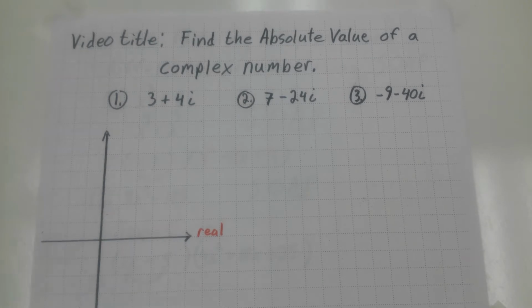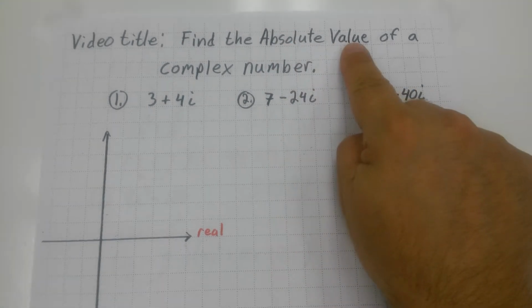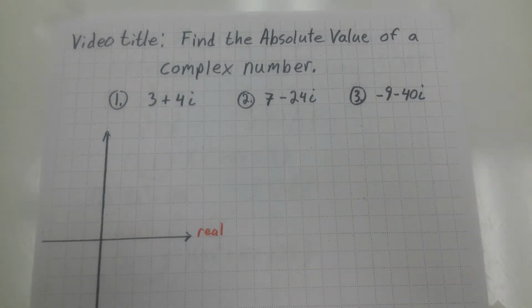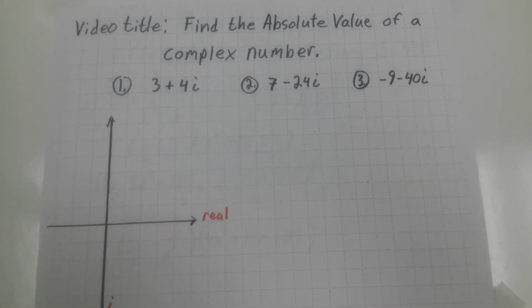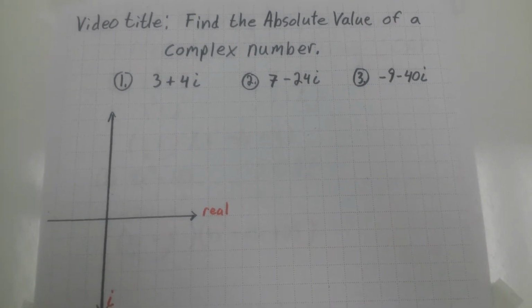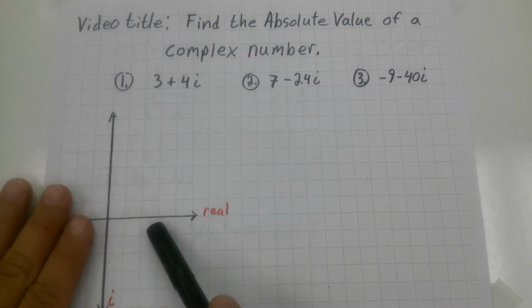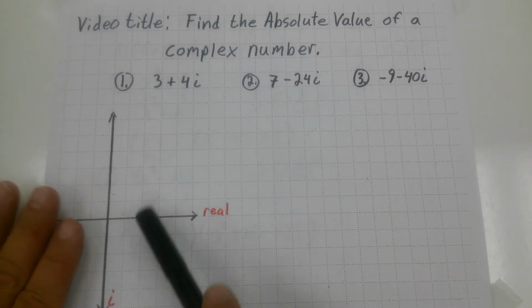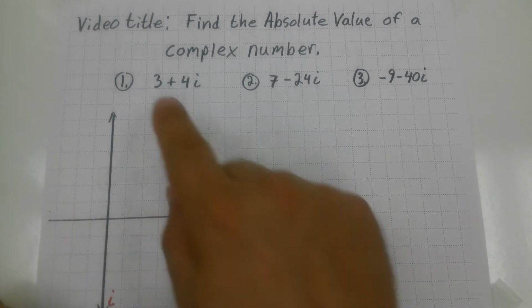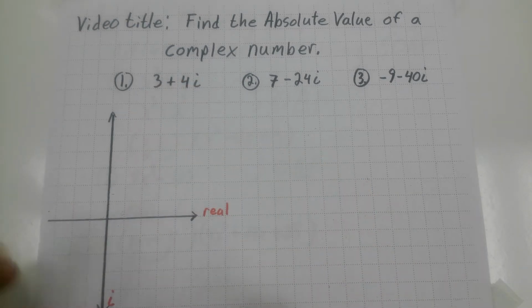Hello. What I'd like to do here is find the absolute value of a complex number. It sounds kind of daunting or scary, but it's really not. I don't really need to graph it, but I'm going to graph number 1, 3 plus 4i, that complex number, to give you my interpretation of what it means to find the absolute value of a complex number.